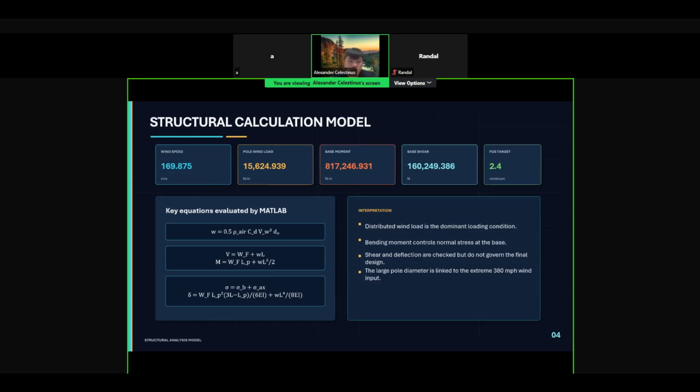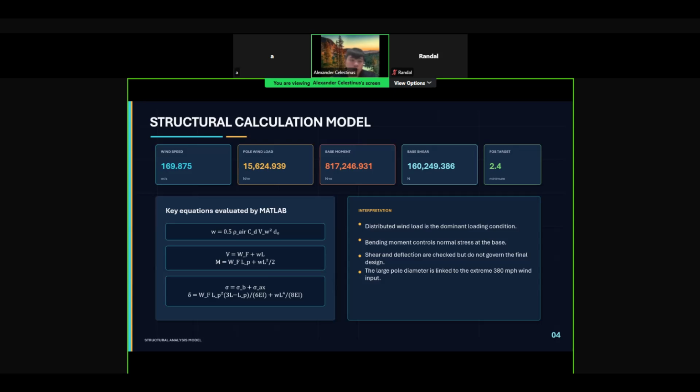Next is structural calculation. Before performing the optimization, the structural behavior of the flat column must be evaluated. First, the wind speed of 169.875 meters per second is converted into a distributed wind load acting along the tall column. From this loading, the total base shear force and base bending moment are calculated.